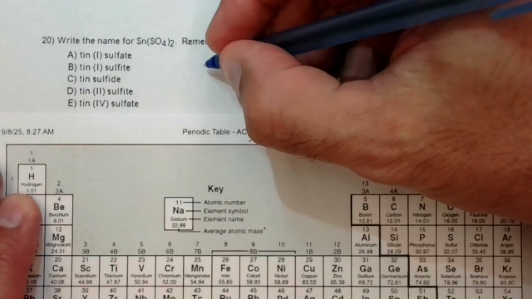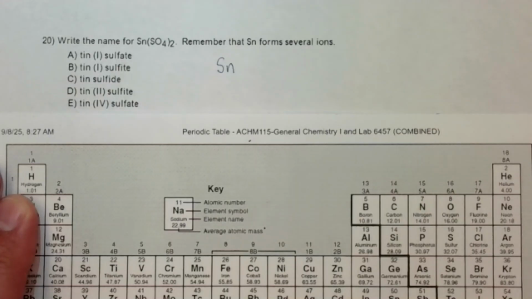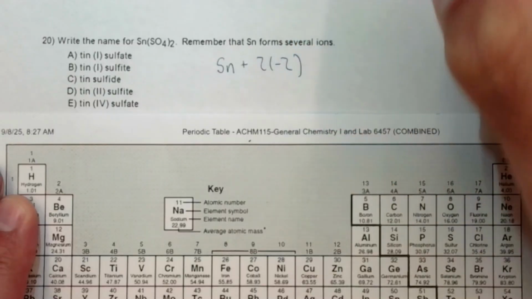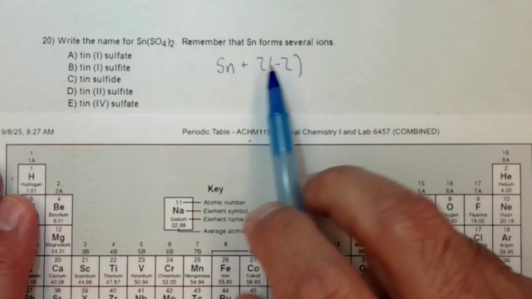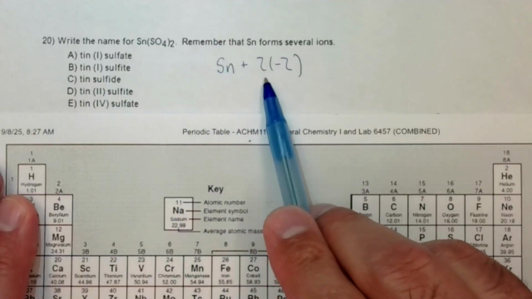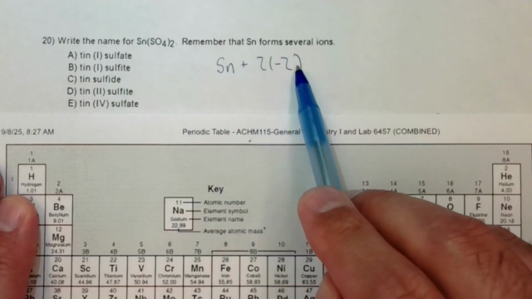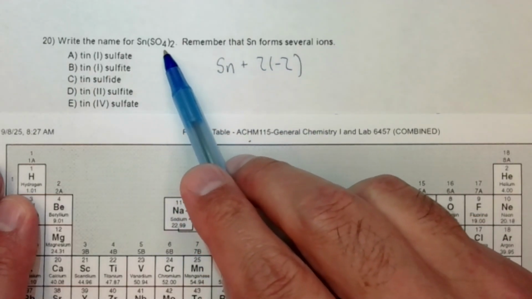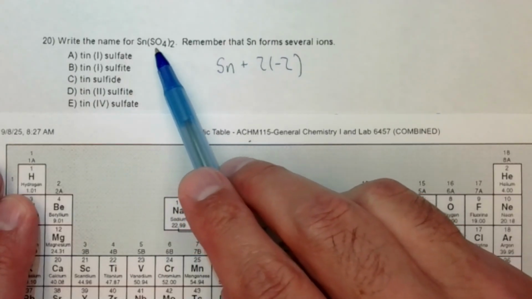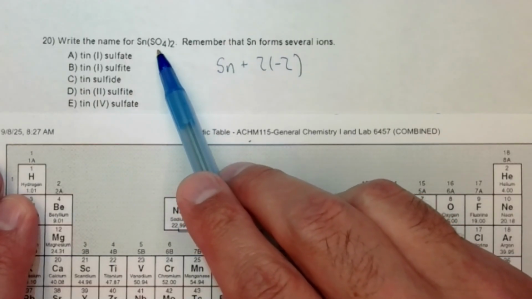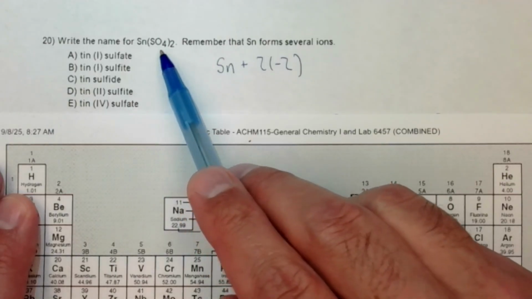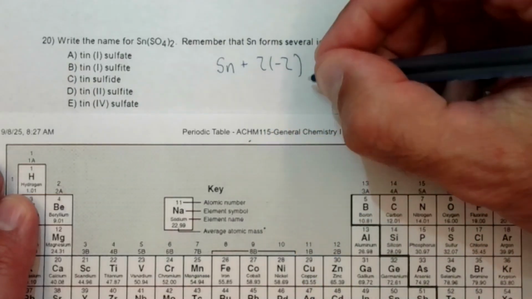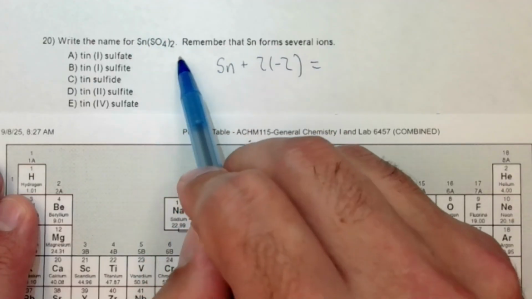Okay, so tin is X, the thing I don't know, plus 2 times negative 2. Where did this come from? This is because there are 2 sulfates, and sulfate is a charge of negative 2, so SO4 2 minus. I just had to remember that this polyatomic ion is SO4 2 minus. It did come up in a previous question, and it is just 2 minus, so it's 2 times minus 2 equals the total charge on this thing.